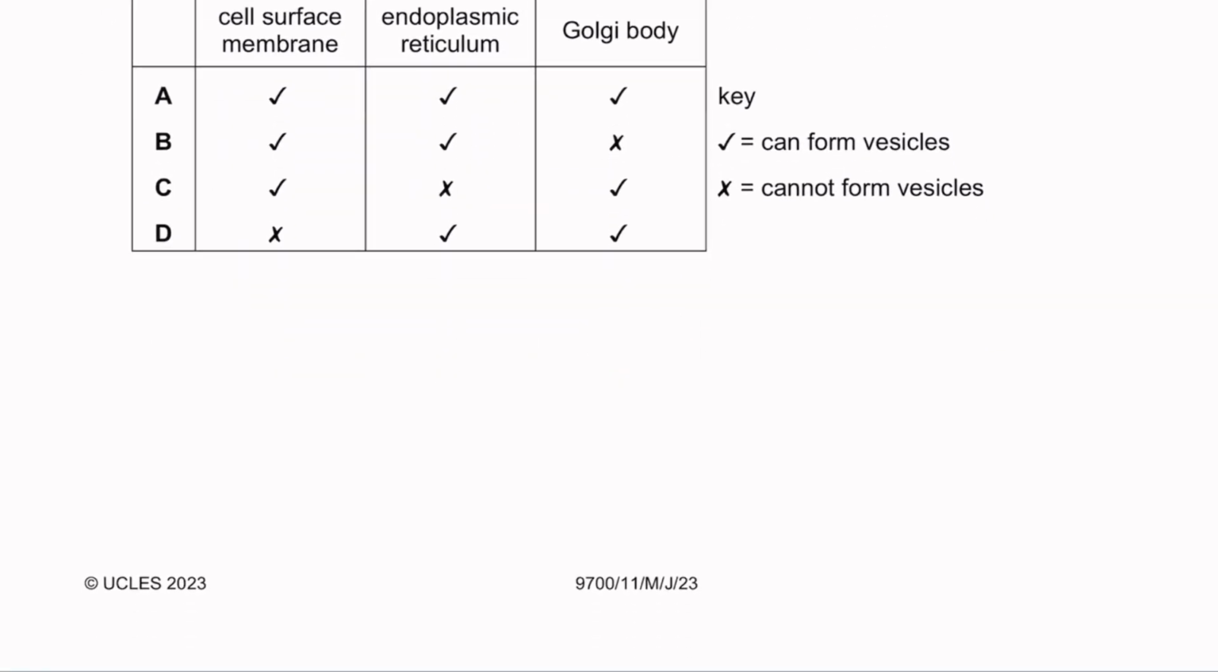Which cell structures can form vesicles? Cell surface membrane, endoplasmic reticulum, Golgi body. So what can form vesicles? The cell surface membrane can by endocytosis. The endoplasmic reticulum can when it packages proteins, when it's releasing substances. The Golgi body can form vesicles when it's again releasing the substances it's just produced. So all of them can.